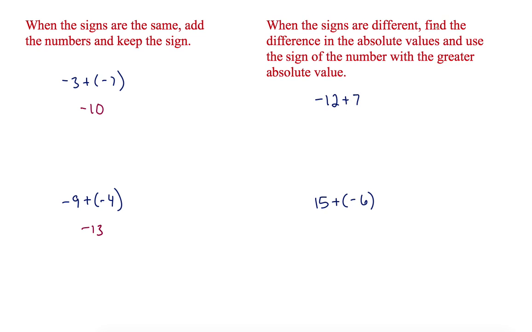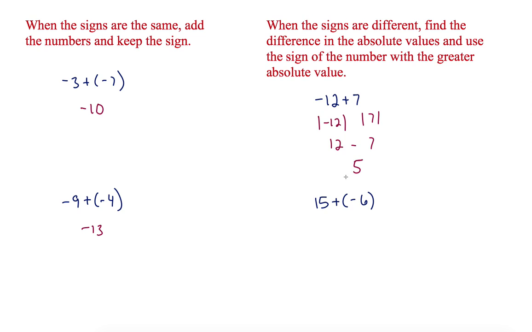For the second rule over here, notice that both of these two problems have different signs. So the first thing I have to do is find the difference in the absolute values. Remember, the absolute value refers to a number's distance from 0 on a number line. So let's find the difference in the absolute values. The absolute value of -12 is 12, and the absolute value of 7 is 7. If I just find the difference in these absolute values, I get 5.